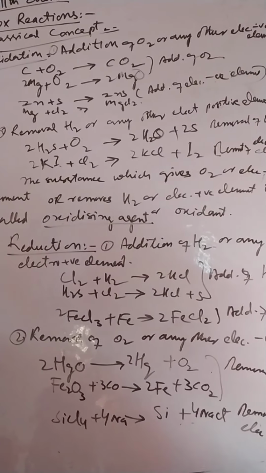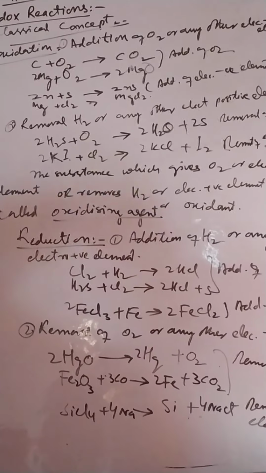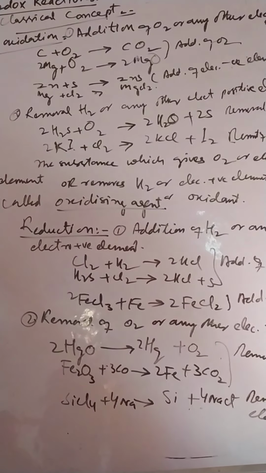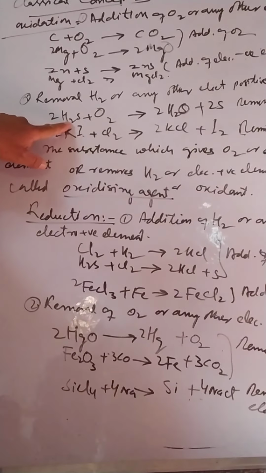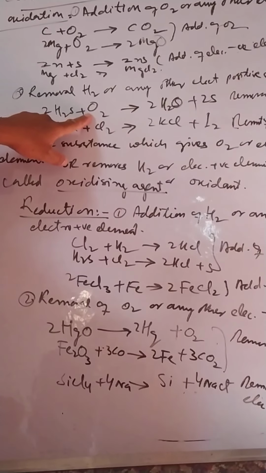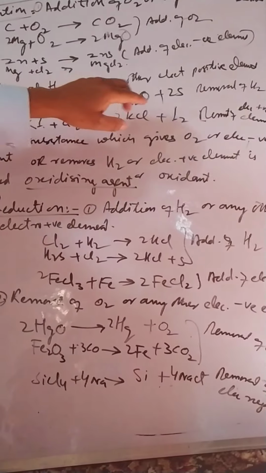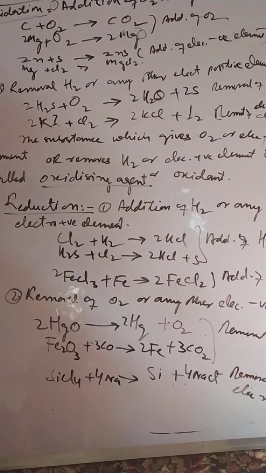There is another definition, removal of hydrogen. If we remove hydrogen or any other electropositive element, this reaction is also an oxidation reaction. For example, here we have H2S, hydrogen sulfide. Then we add oxygen to it, we get water and sulfur. Here hydrogen is removed from hydrogen sulfide. So this is an oxidation reaction, removal of hydrogen.